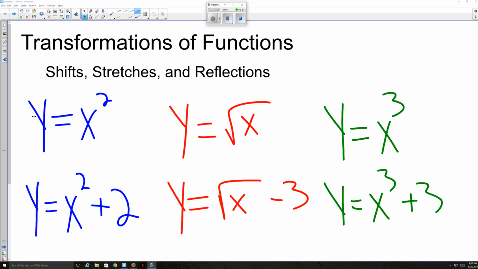We're going to look at these three basic functions right here. Okay, and then we're going to look at what these do to them. Notice they all have something added or subtracted to the function. So let's go over here.